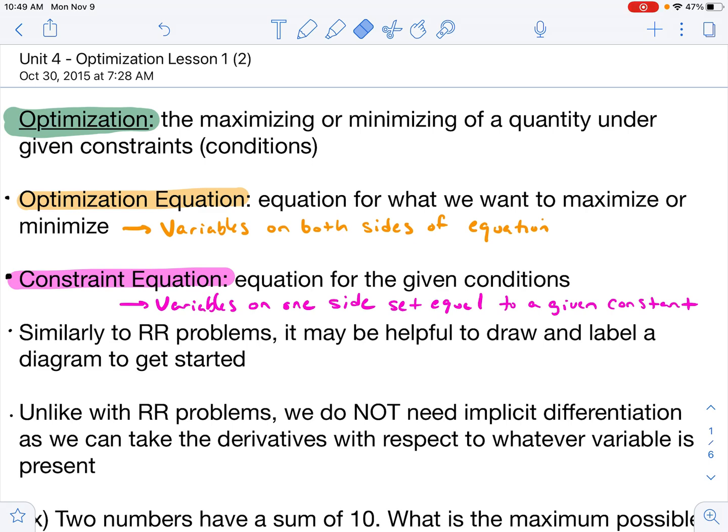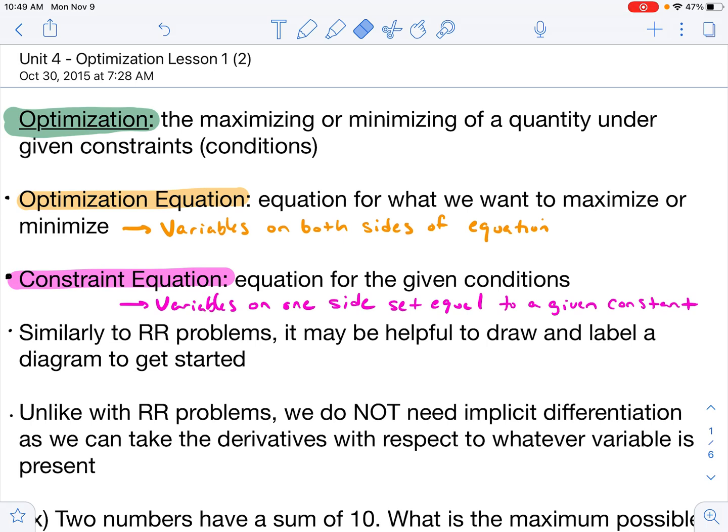Typically when we do these problems, they're going to be a little bit wordy. But we're going to be searching for really two equations that we're going to have to build. One is called the optimization equation. The other is the constraint equation. Let's go through these things. The optimization equation is an equation for what it is we want to maximize or minimize. The constraint equation is an equation that represents the given conditions or given constants.